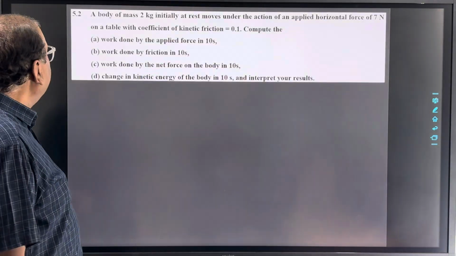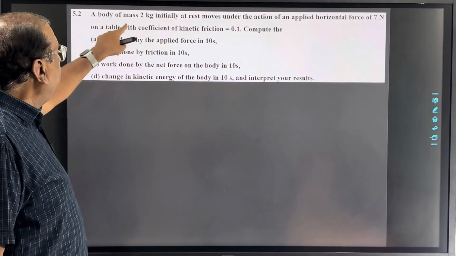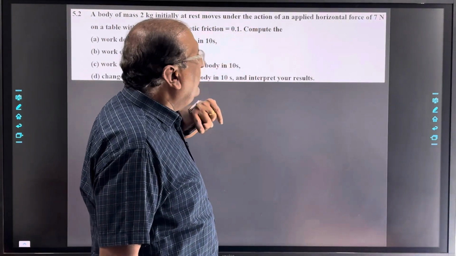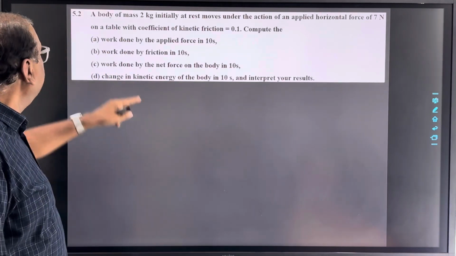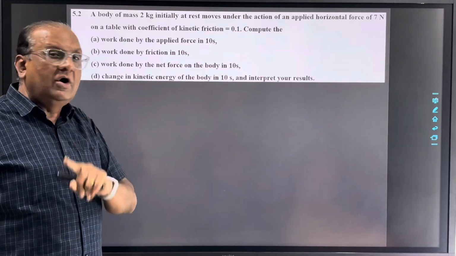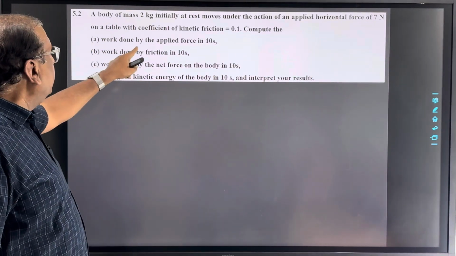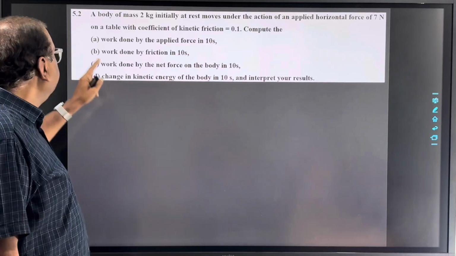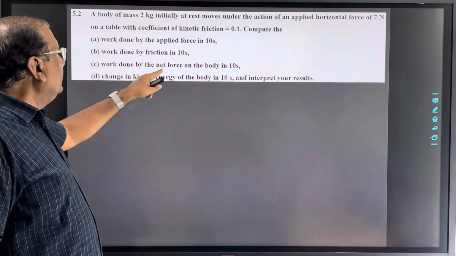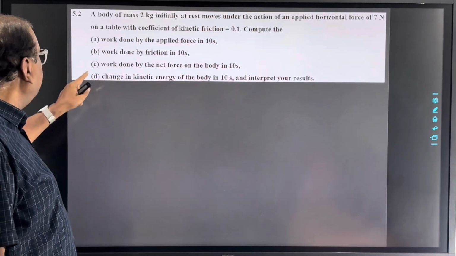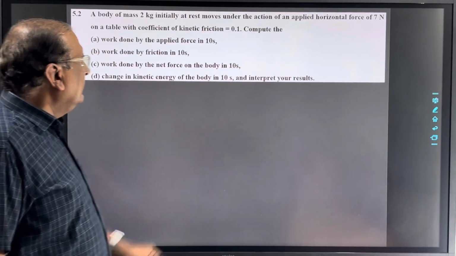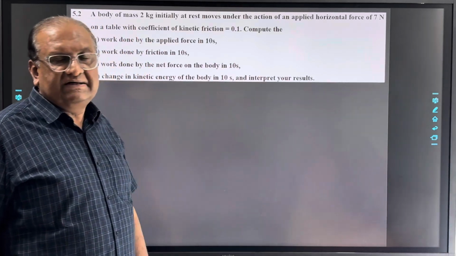Now example 5.2. A body of mass 2 kg initially at rest moves under the action of an applied horizontal force of 7 Newton on a table with coefficient of kinetic friction 0.1. Compute A. Work done by the applied force in 10 seconds. B. Work done by friction in 10 seconds. C. Work done by the net force on the body in 10 seconds. D. Change in kinetic energy of the body in 10 seconds. And interpret your result.